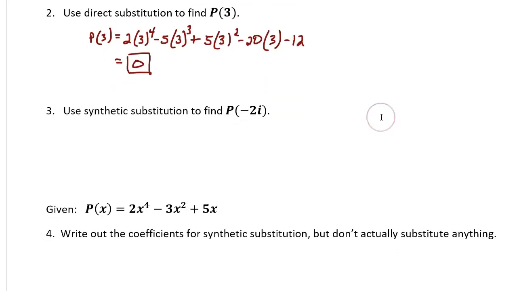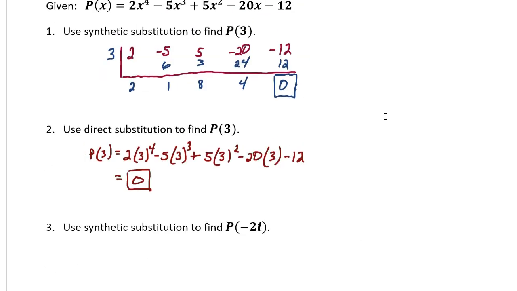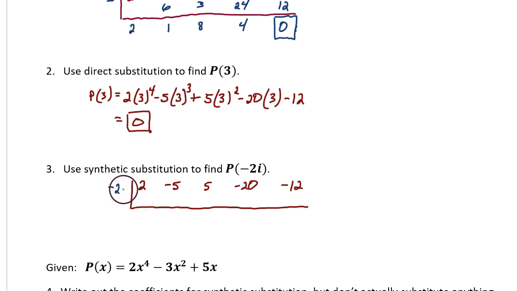Number 3, use synthetic substitution to find p of negative 2i. So polynomial p is the same as it is in number 1. Write down the coefficients. 2, negative 5, 5, negative 20, and negative 12. This time when you're listing these down, you might leave a little more space between them, because we know from previous questions when you input something with i that it can create binomials. The number that we're substituting in is negative 2i.